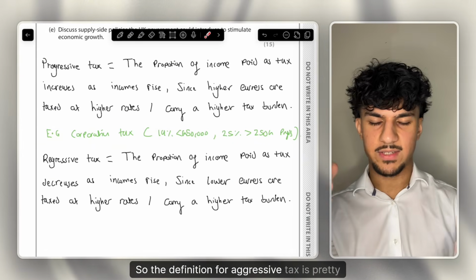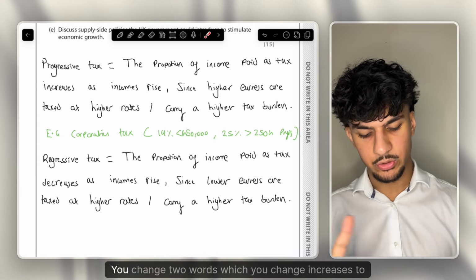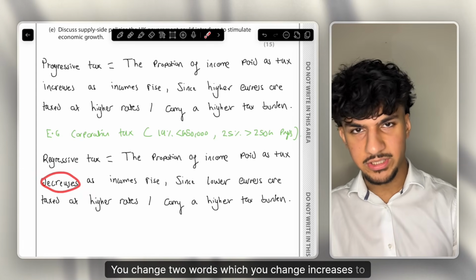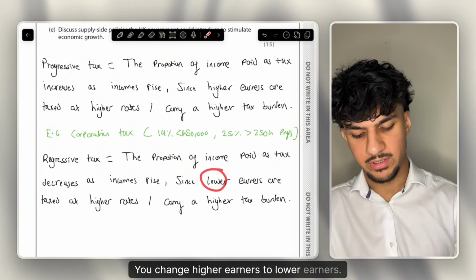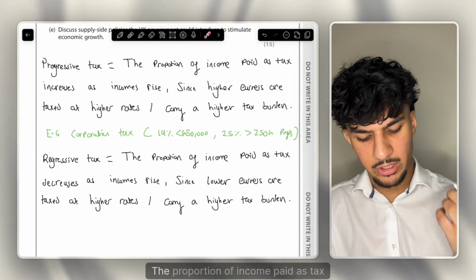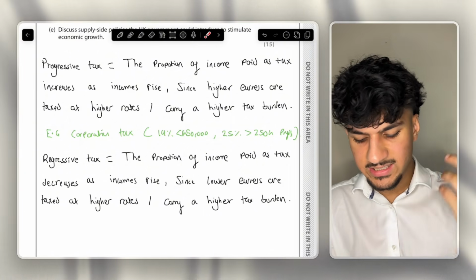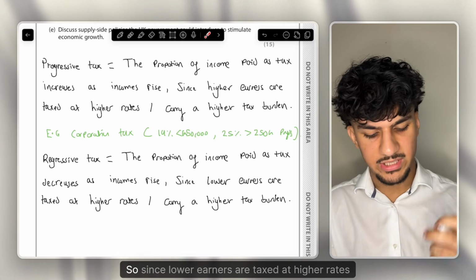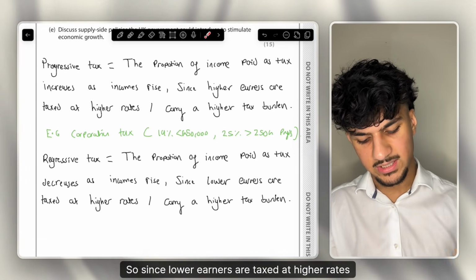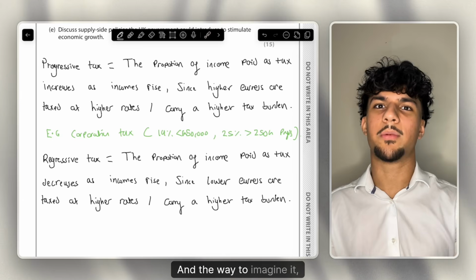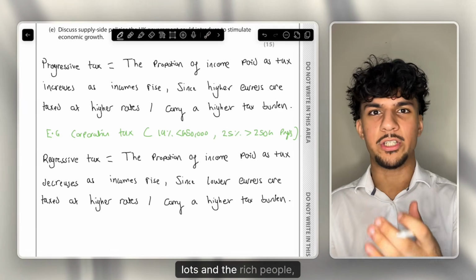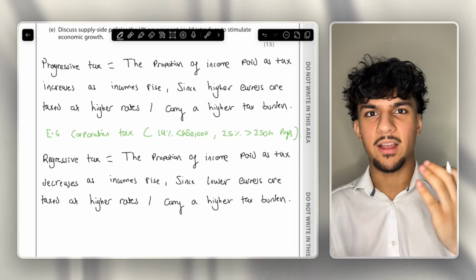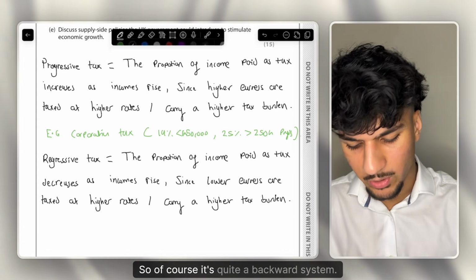So the definition for regressive tax is pretty much exactly the same. You change two words: you change increases to decreases, and you change higher earners to lower earners. So how does it sound? The proportion of income paid as tax decreases as incomes rise, since lower earners are taxed at higher rates and carry a higher tax burden. And the way to imagine it, you're taxing poorer people, the low income earners, lots, and the rich people, the high income earners, a very small amount. So of course it's quite a backward system.